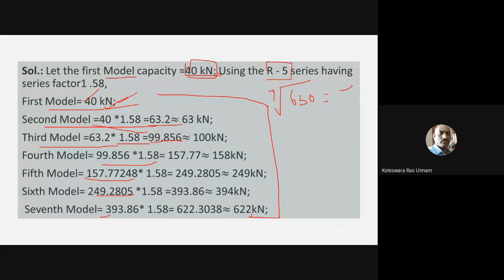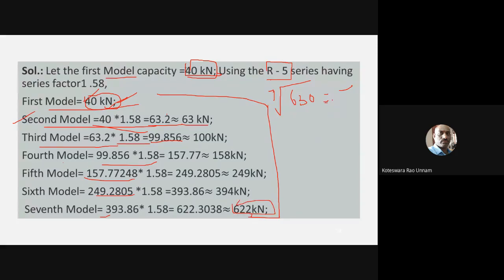First model is 40. Then the second model is multiplied by the series factor, and you will get the third model. Likewise, fourth, fifth, sixth, and seventh. You can design all those things. The important thing here is the range should be 40 to 630 only. Here it is 40. Here you got it as 622.